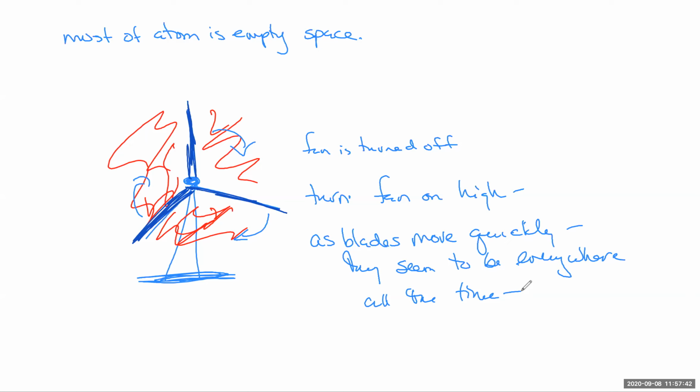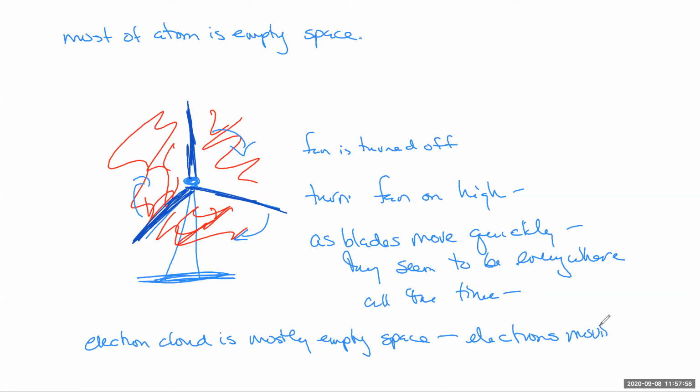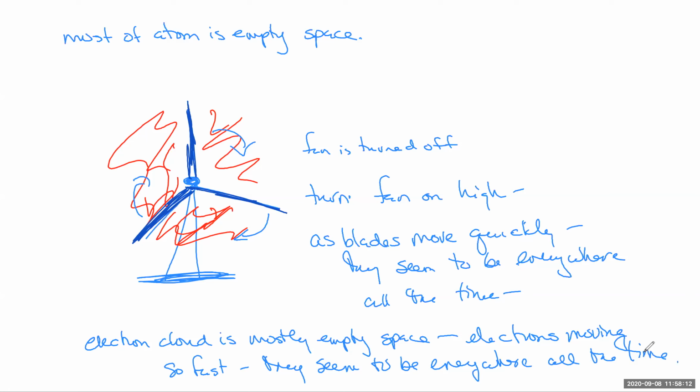Well, that's how an atom is also. Even though the electron cloud is mostly empty space, the electrons are moving so fast. They seem to be everywhere all the time, making the atom actually seem like it's solid, even though it's mostly empty space.